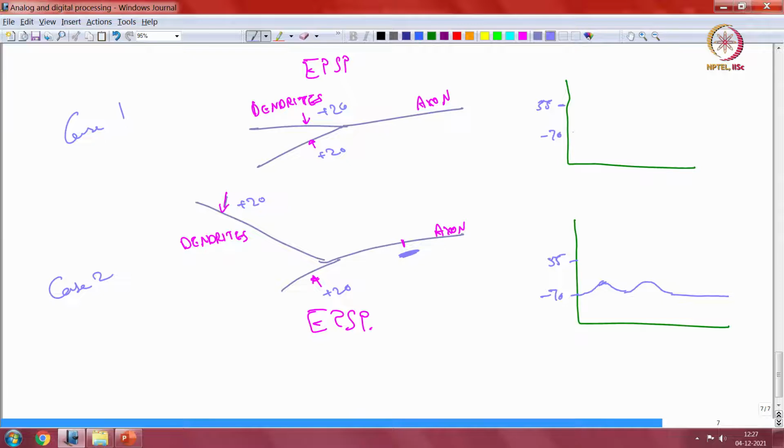Same two EPSPs which are here. The first EPSP is generated and it comes up over here. The second EPSP reaches up to minus 55 and that in turn triggers an action potential. So, this is the idea of spatial summation. Spatial summation is summation over space.